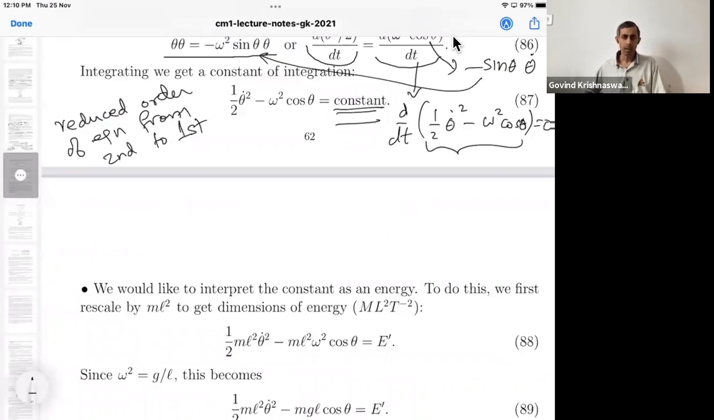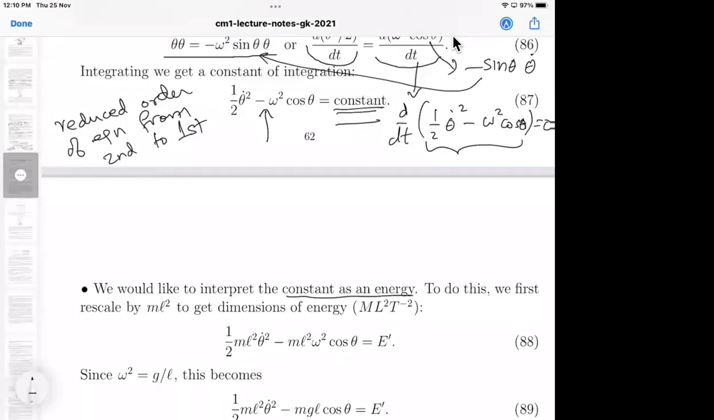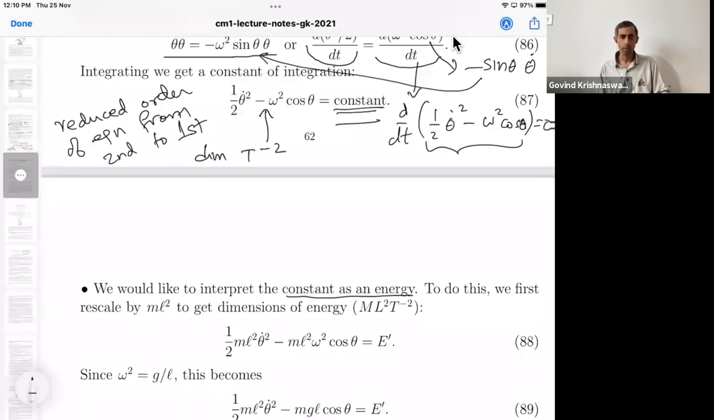Now, in order to do that in a nice way, it should have dimensions of energy to be physically interpreted as energy. So now as it stands, what is the dimension of this quantity? Please tell me. Time inverse square. Correct. T to the power of -2. Yes, you're right. So we are not yet at the dimensions of energy.